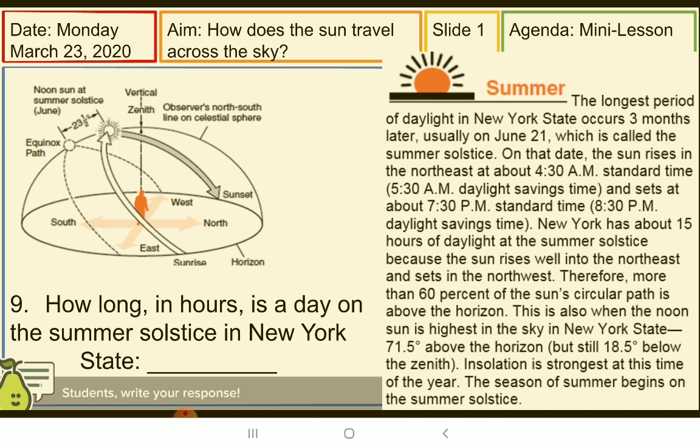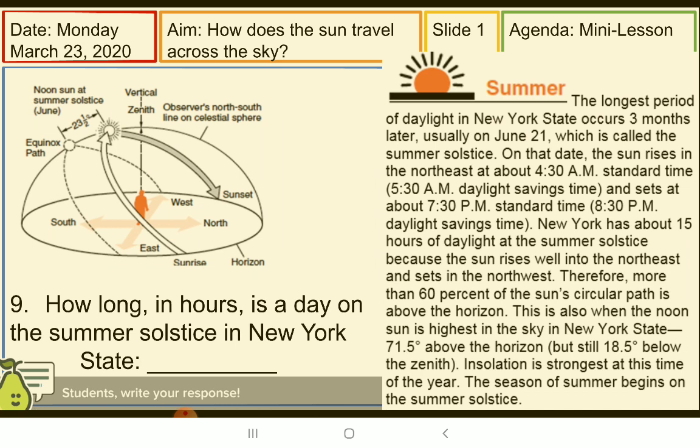Anyways, New York has about 15 hours of daylight in the summer because the sun rises in the northeast and sets in the northwest. If you look on the diagram to the left, you can see that the circle with the big arrow has moved, and it makes it so more of that circle, 60% of the sun's circular path, is above the horizon. So it gives us 15 hours of daylight.